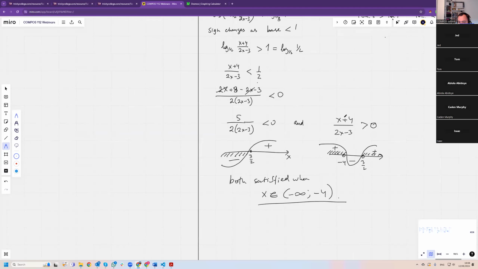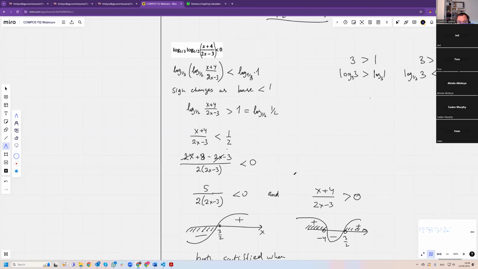I hope you understand where this one comes from, because you can't take a log of a negative number, therefore this fraction has to be positive. So we solved the whole thing to get this, but also we need to keep in mind that x plus 4 divided by 2x minus 3 has to be positive. Okay, and that's a limitation.